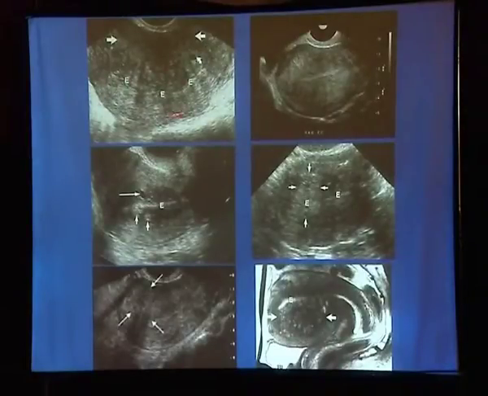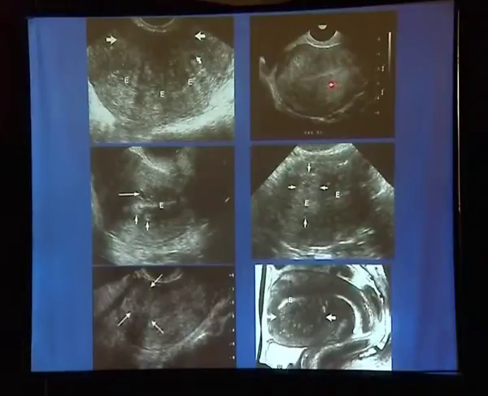Just to show you some pictures. This is a patient with diffuse adenomyosis. You have a bulky uterus, heterogeneous echogenicity. Think about adenomyosis. If you get an MRI done, you'll pick up adenomyosis very well in this.